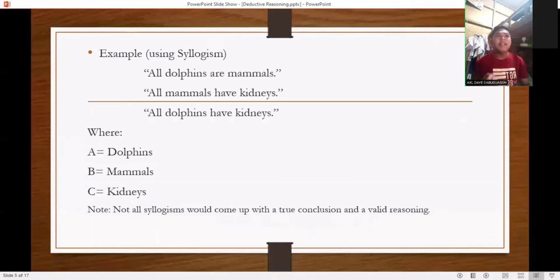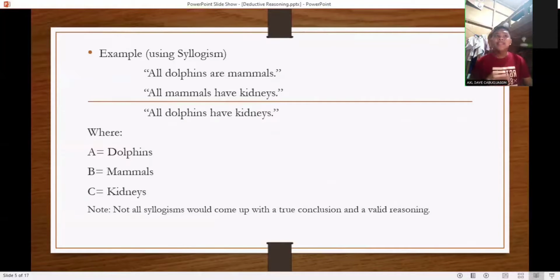This example is a deductive reasoning that uses the syllogism. All dolphins are mammals. All mammals have kidneys. Therefore, all dolphins have kidneys. In these statements, we can say that it is deductive reasoning because it states a major premise, or major assumption, that all dolphins are mammals, which is a general idea. Then it states a minor premise, which supports the major premise, that all mammals have kidneys. Therefore, we come up with a conclusion that all dolphins have kidneys.